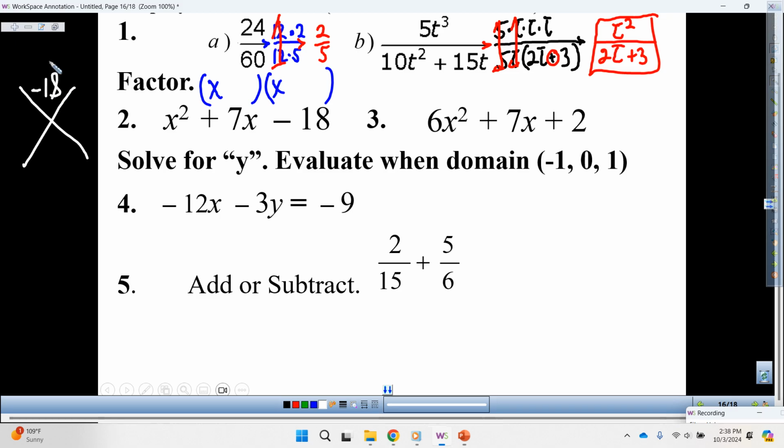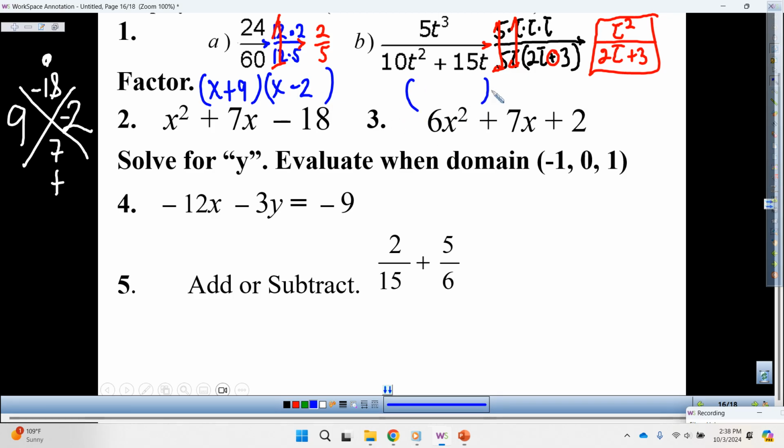Negative 18 on top. Very good. 7 on the bottom. So what 2 factors multiply to give me negative 18 and when you add them give us 7? Okay. So you can subtract to give us 7, but one of them has to be negative. So this is x plus 9, x minus 2. Hands, have you got that? Let's go. We got this.